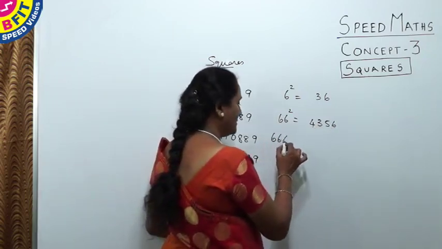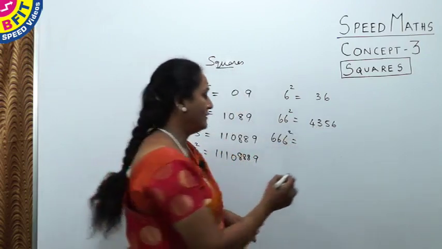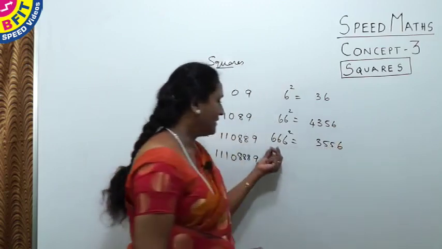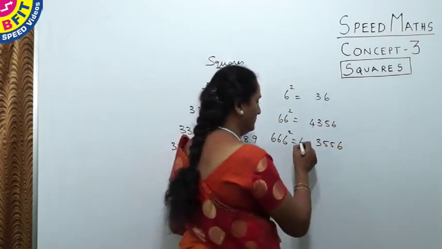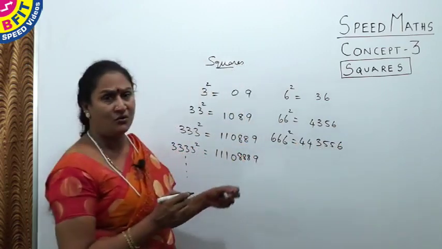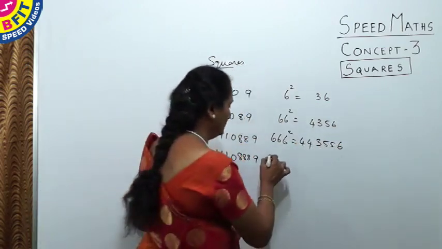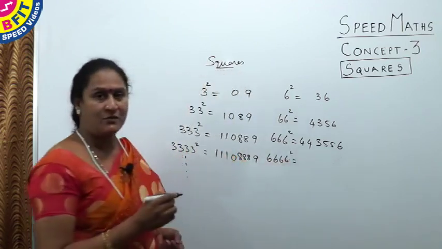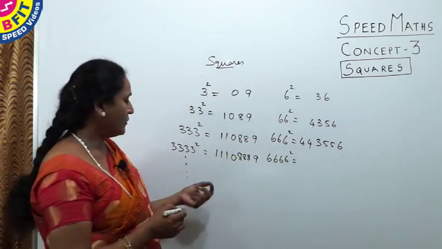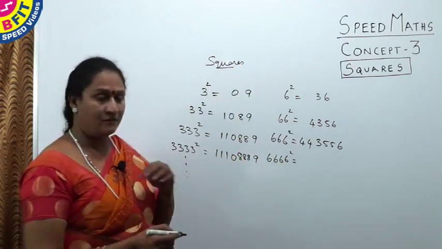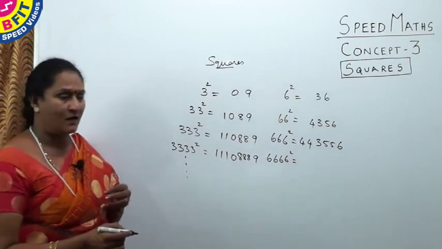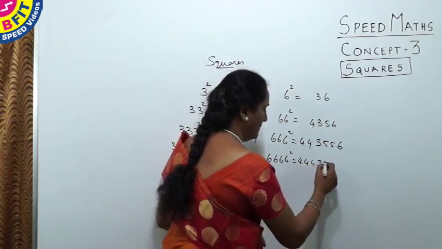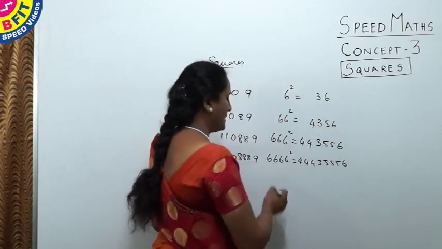When you have three 6s, what will be the square? Between this 3 and 6, as you have three 6s, write two 5s, and you will have two 4s. Now what will be the square of four 6s? When you have four 6s, write 1 less than the number of 6s: three 5s, three 4s, and the pattern goes on.